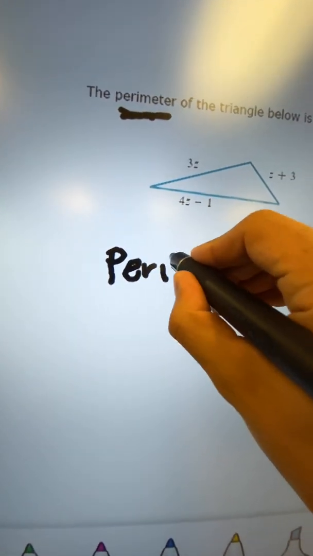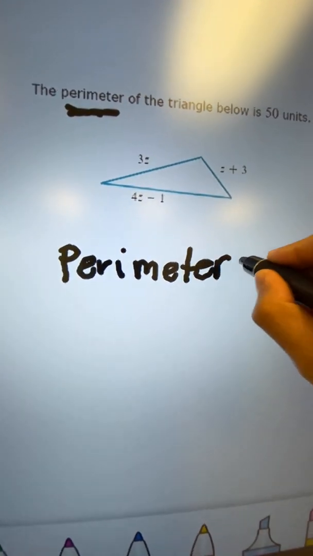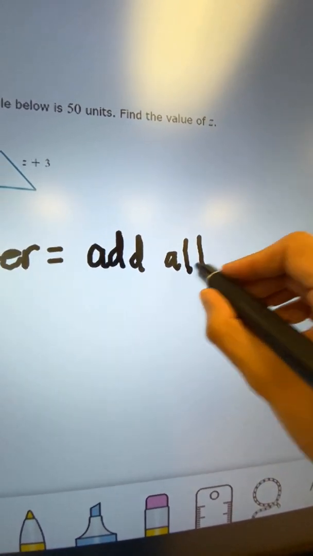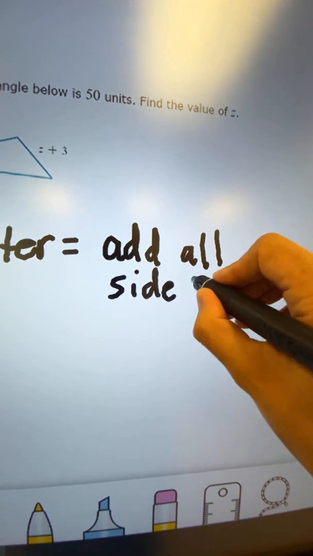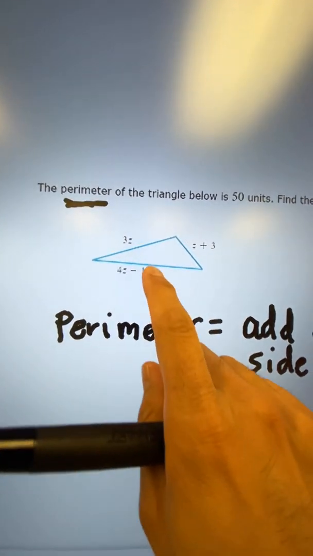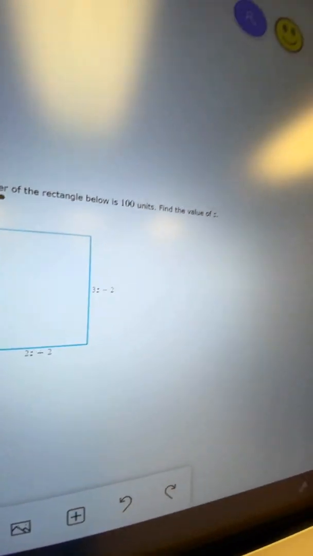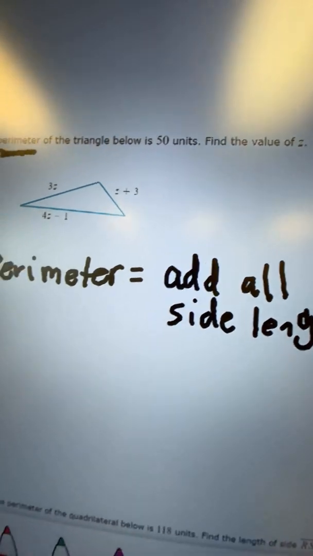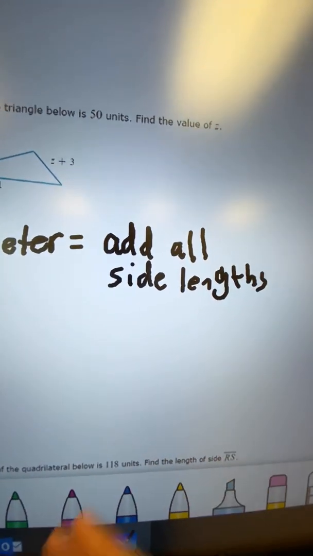The perimeter: you have to add all side lengths. That shows you that it doesn't matter if it's 3 sides or 4 sides or 5 sides like we had over here. It doesn't matter because the perimeter is always the same: you add up all the side lengths.